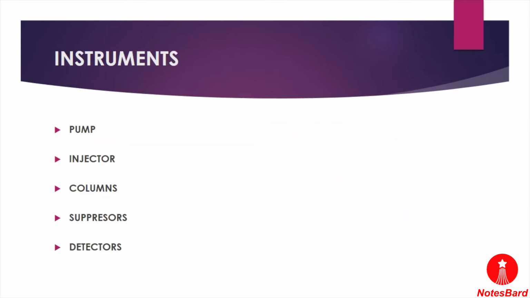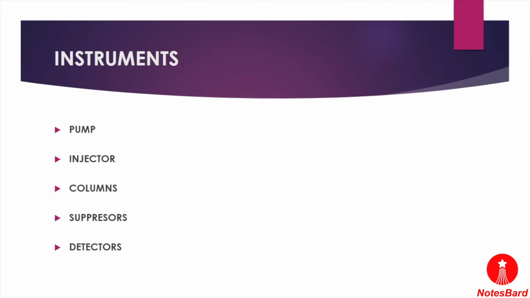Now let's discuss the instruments used in ion exchange chromatography. The method includes the use of a pump, an injector, columns, a suppressor and some detectors. The first instrument is the pump. The pump is considered the most important instrument used in this method, and its function is to provide a continuous constant flow of the eluent through the IC injector, columns or detector.